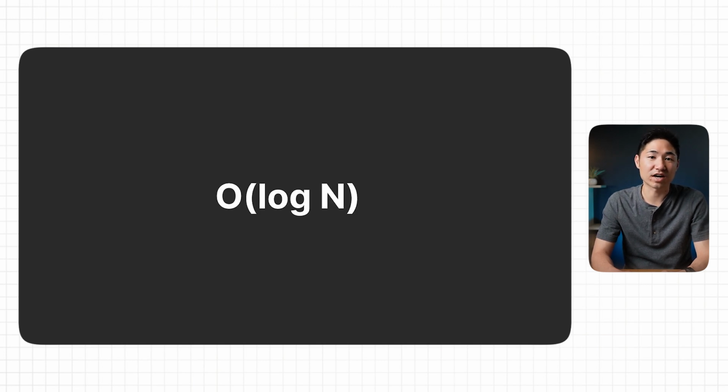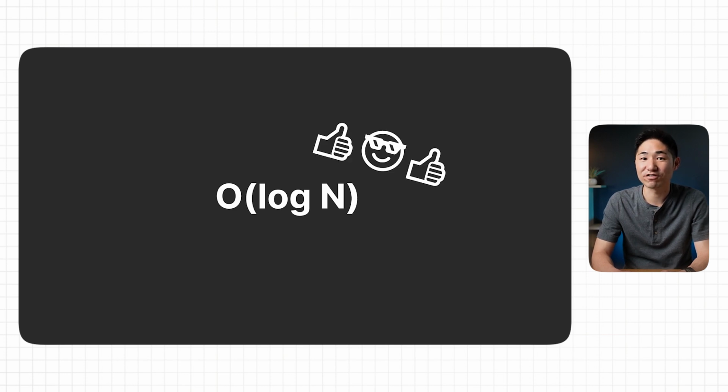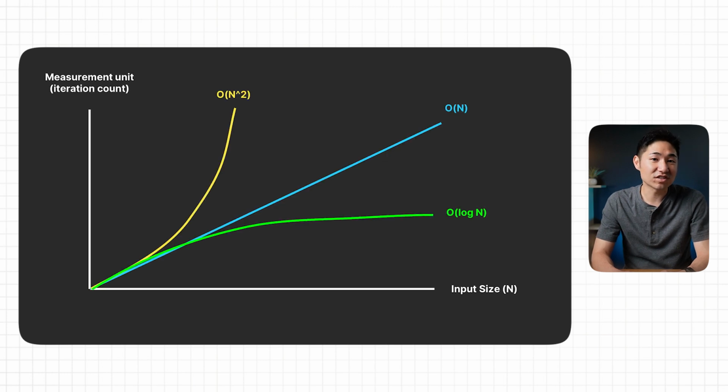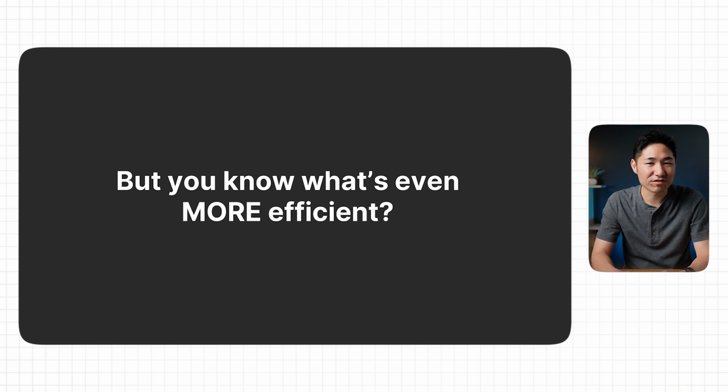And a binary search algorithm has a time complexity of O of log n. We like logarithmic algorithms. They are highly efficient and scale very well as the input size approaches infinity. And this is what the graph looks like with our logarithmic function in it. But you know what's even more efficient?